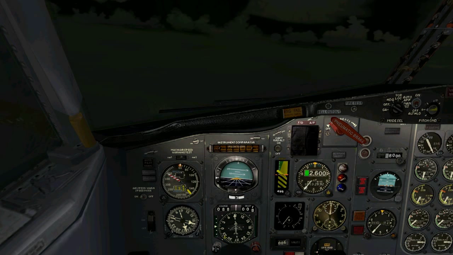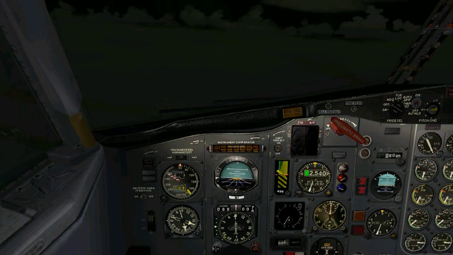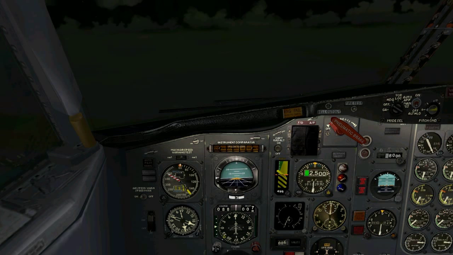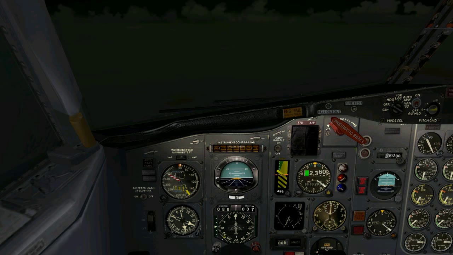The next thing that's going to happen is we're going to overfly our outer marker. That is going to be like a checkpoint for us. At the outer marker, we need to be at about 1,750 feet. So when this outer marker light turns on, we should be at about 1,750 feet. This is just another way to check that we are where we're supposed to be.